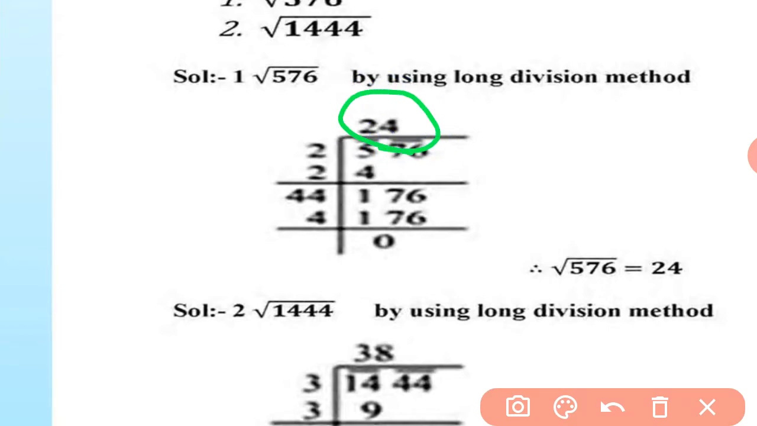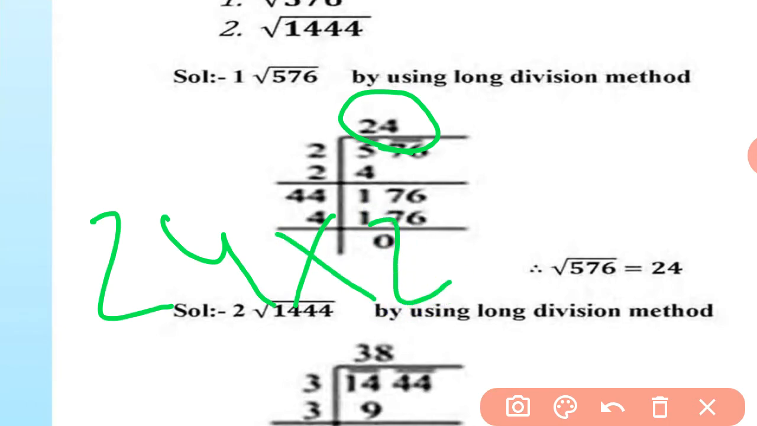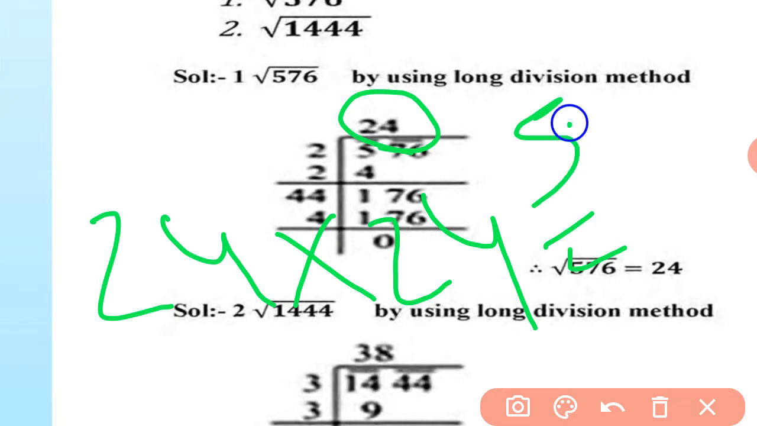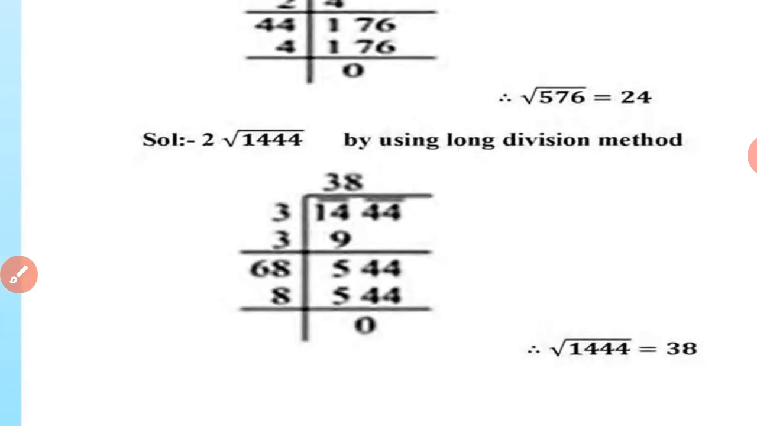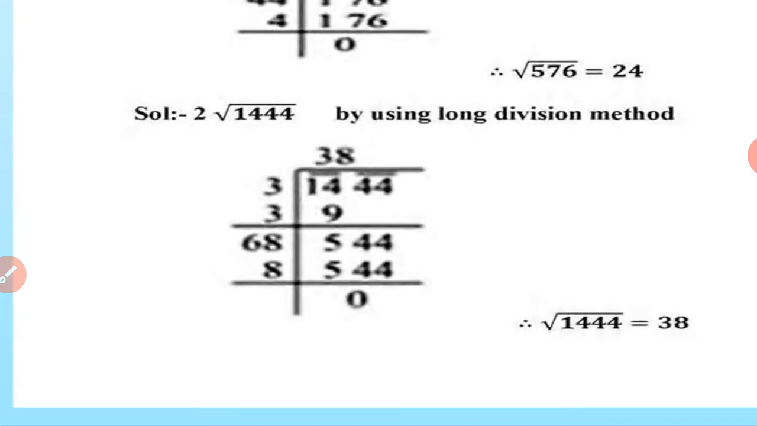That means when you multiply 24 into 24, then the answer will be equal to 576. So in this way we can find the square root by long division method. Now after this, see another part, the second one.